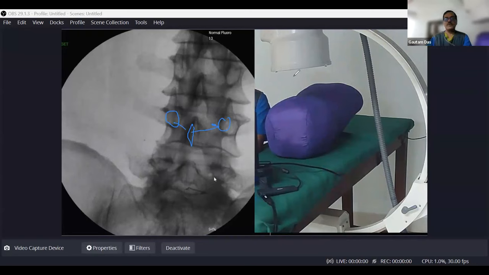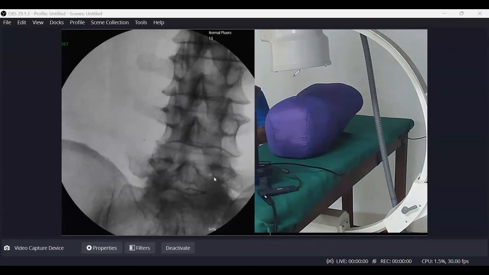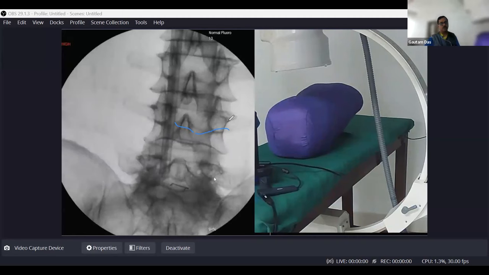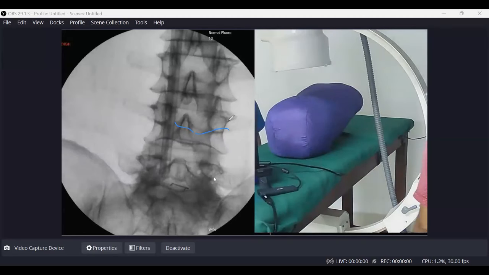So you may not have a true AP image, and even if your C-arm is at 0 degree, even then you might not have a true AP image. So to have a true AP image, first step, you have to make this distance equal. Now we see we are trying to correct it.